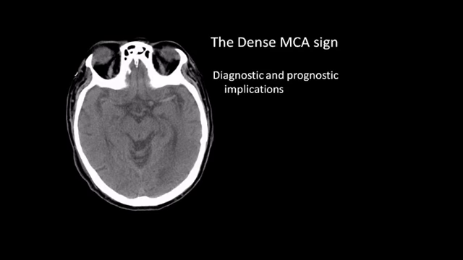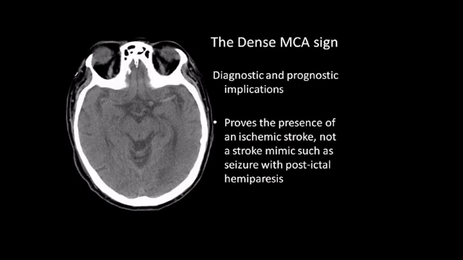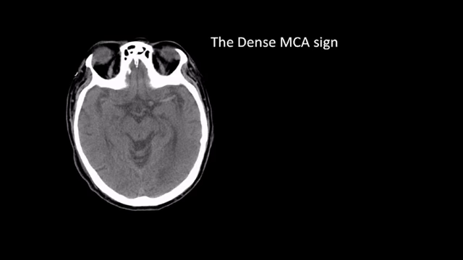The dense MCA sign has important diagnostic and prognostic implications. It proves the presence of an ischemic stroke, not a stroke mimic such as seizure with postictal hemiparesis. It is associated with poor outcomes. The dense MCA sign also has treatment implications.